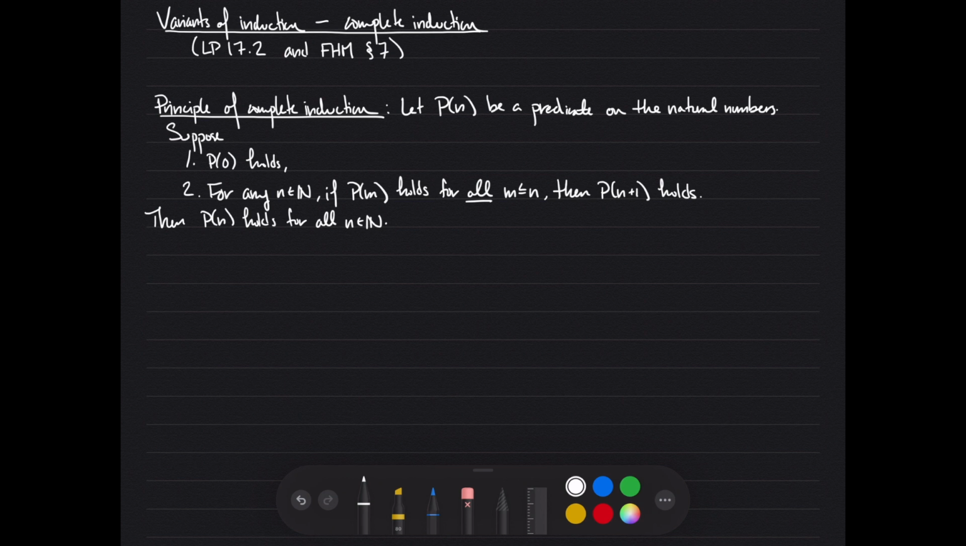But sometimes the statement is such that in order to prove P of 5, it doesn't suffice to just know that P of 4 is true, but we also have to know that P of 3 is true, and that P of 2 is true, and that P of 1 is true, and that P of 0 is true. And those facts, that those are true before we prove P of 5, should be accessible to us. We should be able to use those facts. And that's what's captured with complete induction.